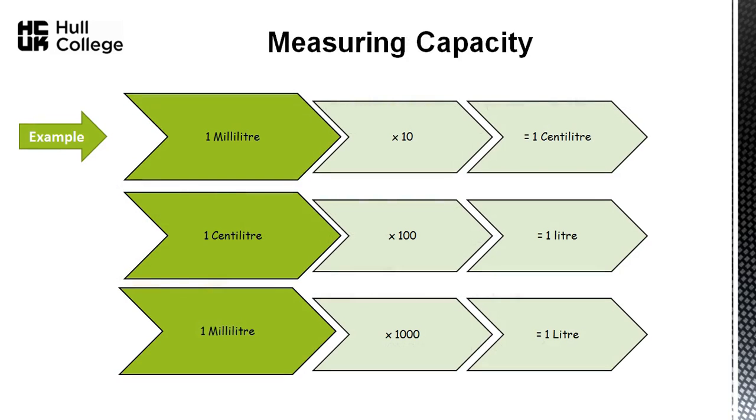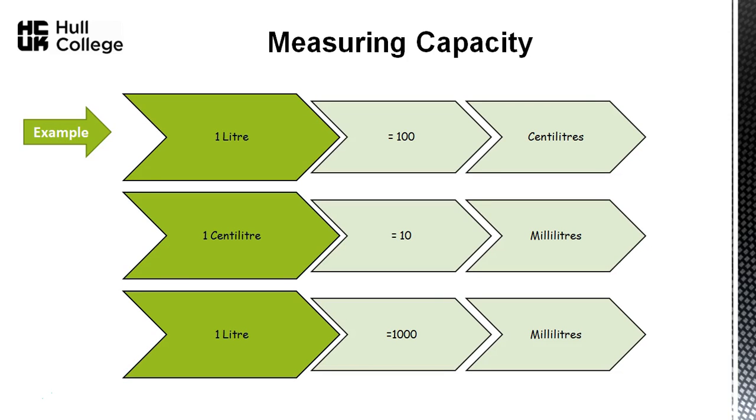Now let's move on to capacity. Let's have a look at the example. 1 millilitre, if you times it by 10, will give you 1 centilitre. 1 centilitre multiplied by 100 gives you 1 litre. 1 millilitre multiplied by 1000 gives you 1 litre. Be sure to write these down.